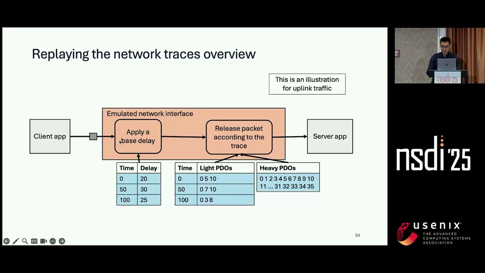Then we can fit those traces into an emulated network interface such that any packets will experience a base delay according to the time-varying traces and be released based on the interpolated PDOs of the light and heavy, as I've shown previously.